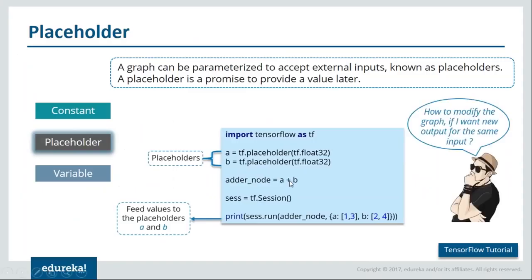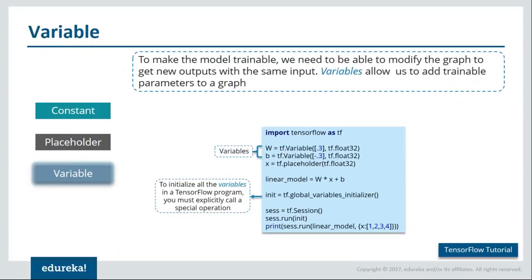Now the question here is how to modify the graph if I want new output for the same input. I mean, if I want my model to become trainable, I need some parameters that can change after every iteration so that the model output can be as close as possible to the actual output. For that, we need variables. Now variables, as the name explains, the value of the variable will keep on changing. When you train a model, you use variables to hold and update parameters. Variables are in-memory buffers containing tensors. And remember, they must be explicitly initialized, unlike constants and placeholders.